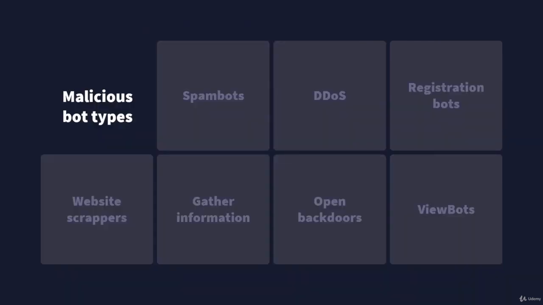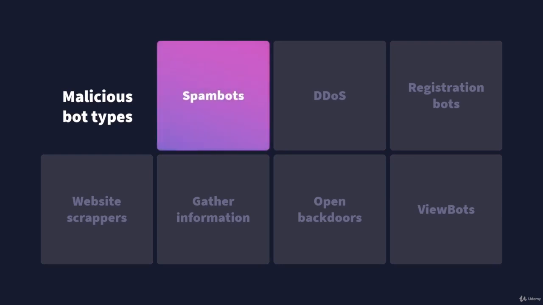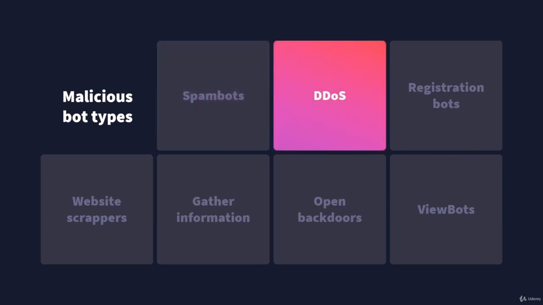Now, let's explore some malicious bot types. First, we have the spam bots, which, as the name implies, are designed to propagate spam emails or messages. Another type is distributed denial of service bots or DDoS bots, which are used to initiate distributed denial of service attacks against specific targets. You will learn more about this type of attack in the denial of service lecture.